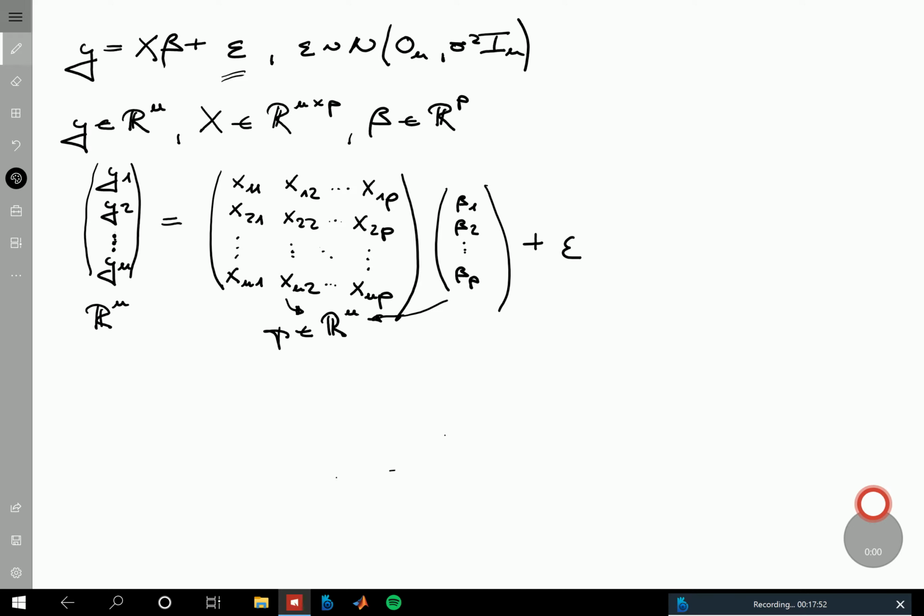Now, if you have an n-dimensional vector being equal to an n-dimensional vector plus some epsilon, what does epsilon need to be, if you think about the rules of matrix addition?